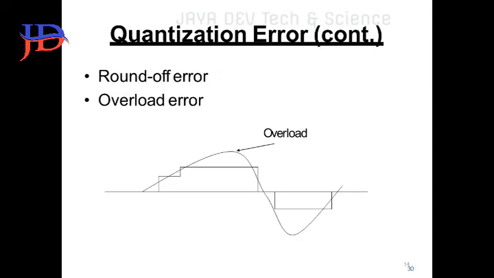For the quantization error, we are using this one. There are two types of errors: round off errors or overload errors. So round off errors and overload errors, this is the round off error, this is overload. Because the input signal you are giving is higher, overload occurs, and this is round off errors, here to value.